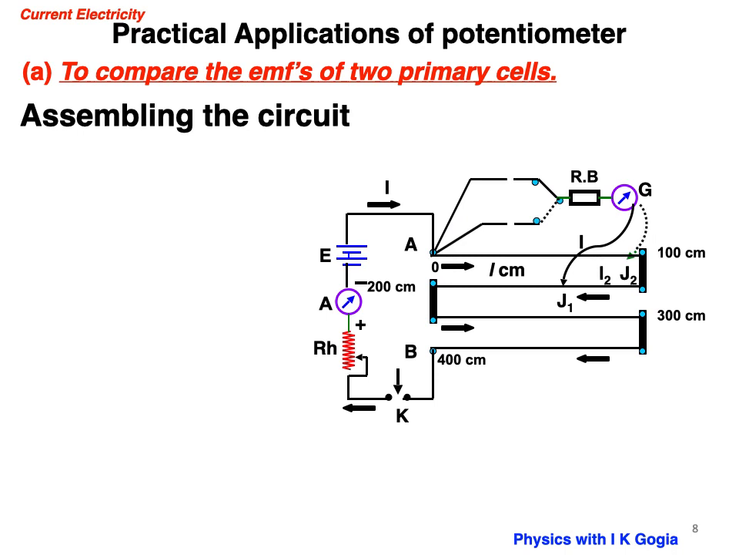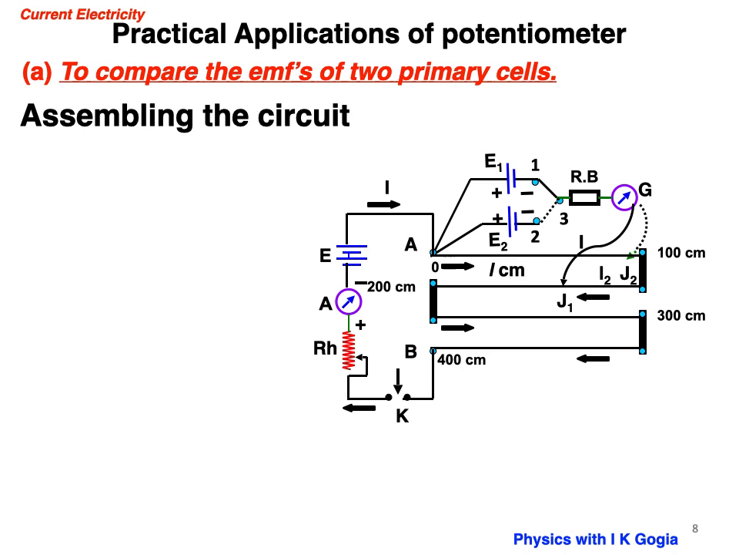This is a two-way key about which we have talked. So we can complete the first circuit or the second circuit as desired. So you have a resistance box and a galvanometer also, and a jockey which can move anywhere between 0 centimeter to 4 centimeter end. The given cells of EMFs E1 and E2, the EMFs are to be compared. That is, we have to find the ratio E1 to E2.